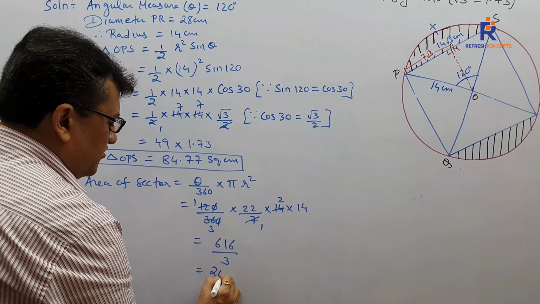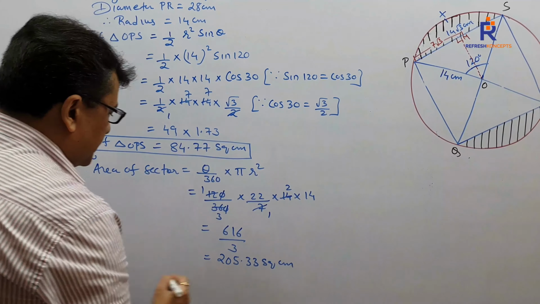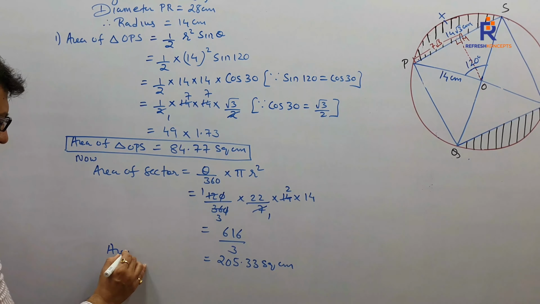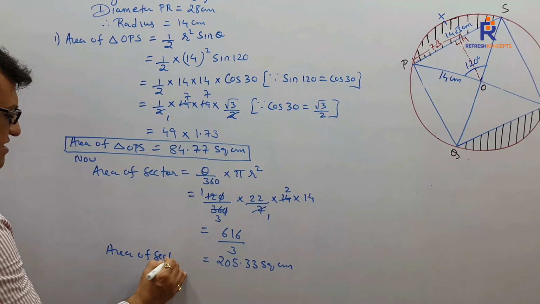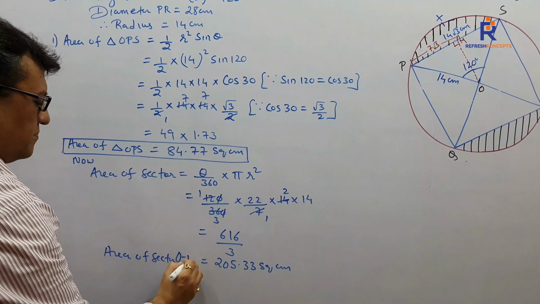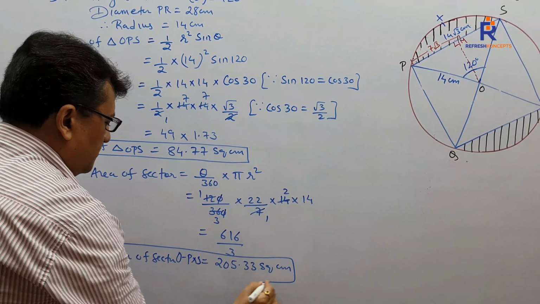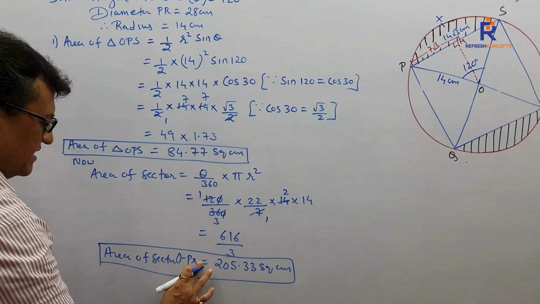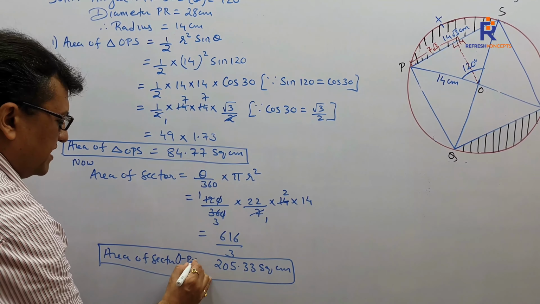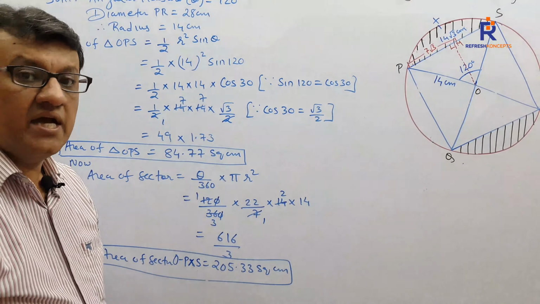Answer is 205.33 square centimeter. So this is the area of sector. With sector, if you want, you can name it as OPXS. Area of sector OPXS is 205.33.